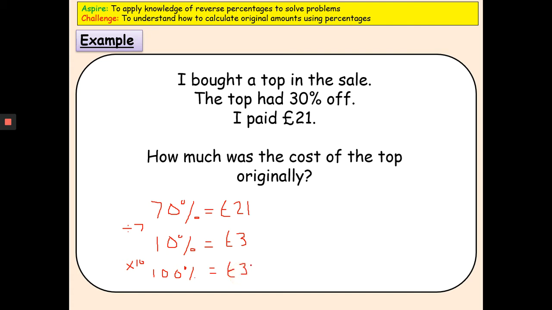And you can always check whether you got the right answer. It says I bought a top in the sale, the top had 30% off. Well, you can work out what 10% of 30 is, divided by 10, which is 3. And then you can times that by 3 to work out 30%. Well, 30% would be £9. If you do 30 take away £9, you get to that £21, which was the sale price.